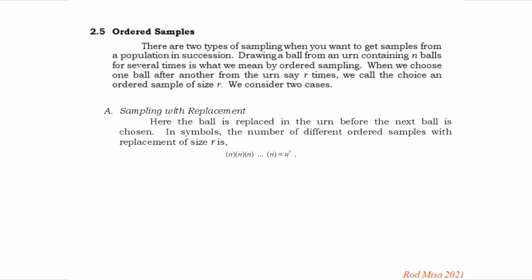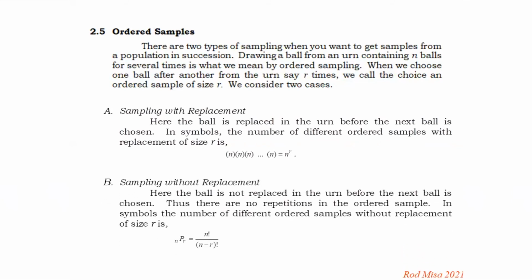But actually, there are 2 cases that we need to consider here: sampling with replacement and sampling without replacement. So what is sampling with replacement? Here, the ball is replaced in the urn before the next ball is chosen. So in symbols, the number of different ordered samples with replacement of size r is just the product of the size of the balls from an urn. So this is n times n times n until the last n, which is the rth n. So you will be multiplying n r times, and this is equal to n to the power r.